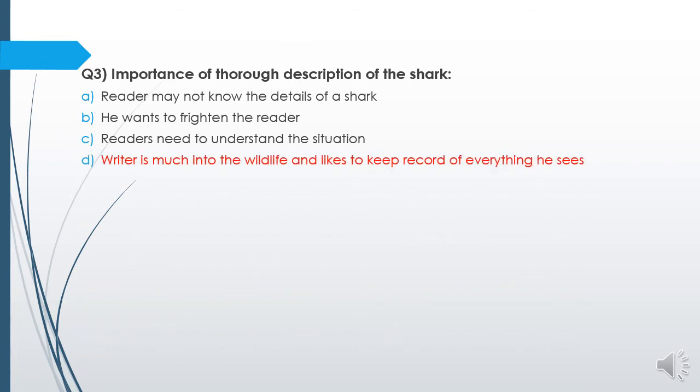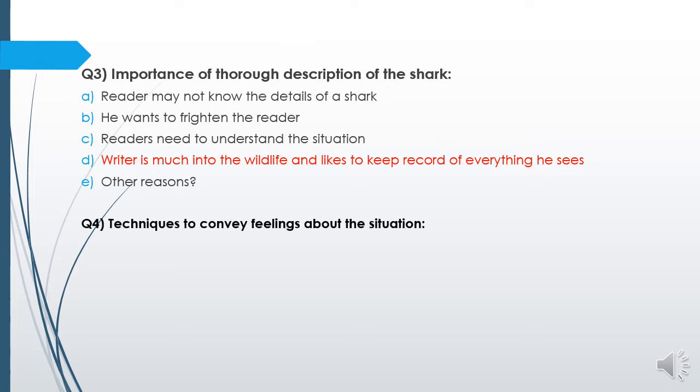But the next answer is that the writer is much into wildlife and likes to keep a record of everything he sees. This option is supported throughout the whole text. We see that he's interested in wildlife, he is interested in maintaining the life of animals, and he likes to record everything that he sees in great detail. If you can think of any other reason for describing the shark thoroughly, go ahead.